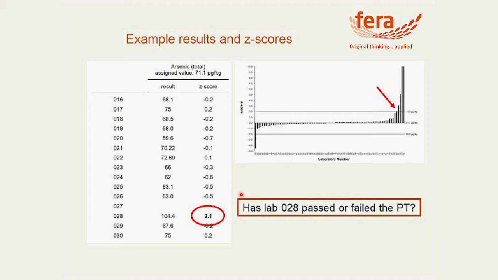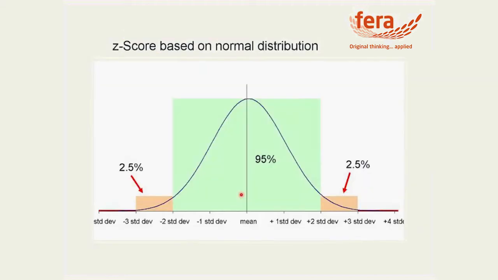Lab 28 has got a Z-score of 2.1, and we can see this highlighted on the histogram. The question we are asking is, has Lab 28 passed or failed the proficiency test? Before we can answer that, we need to consider what is the underlying statistic of the proficiency test.